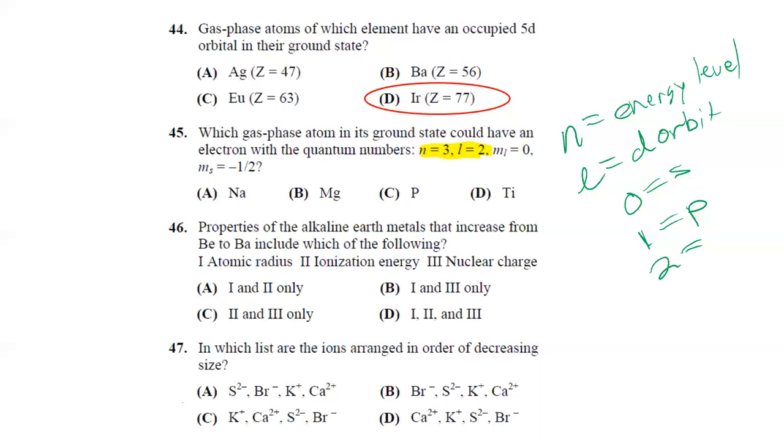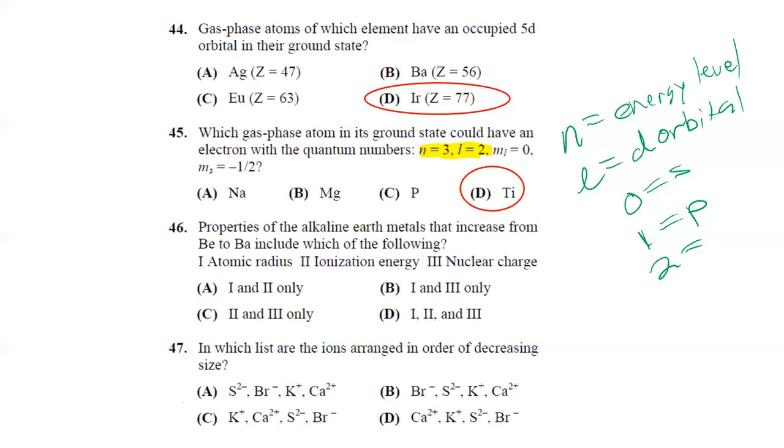So we're looking for an electron that's in the 3D. So where's the 3D on our periodic table? What element is in the 3D there? Titanium, right? So we need to go 4 down, and then we need to be looking in that transition metal grouping.